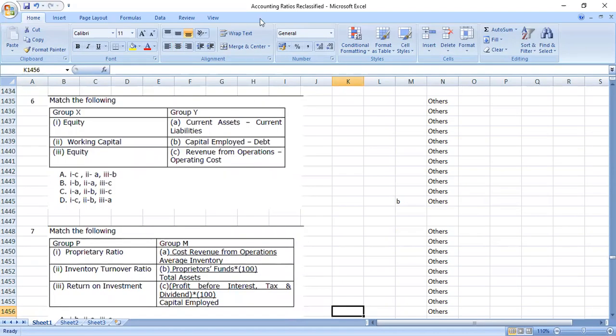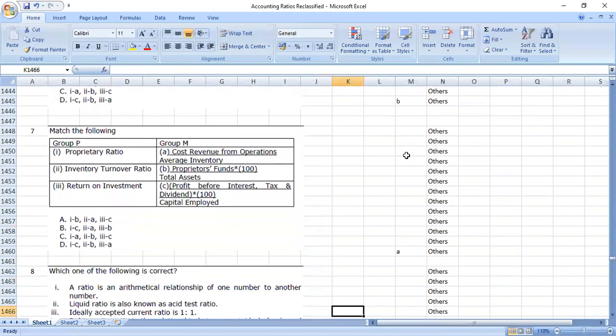This question is funny, man. Here there is equity. Revenue from operations minus operating costs will give you operating profit. So choice B is the correct answer. Right, many questions like this will come. Don't get demoralized.